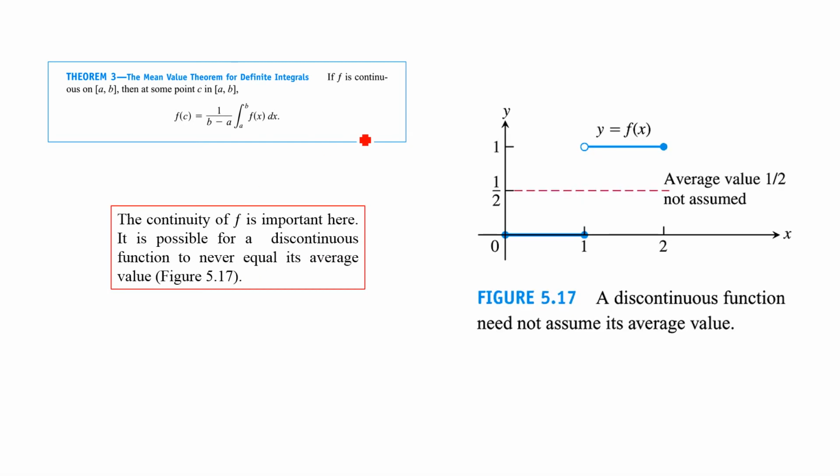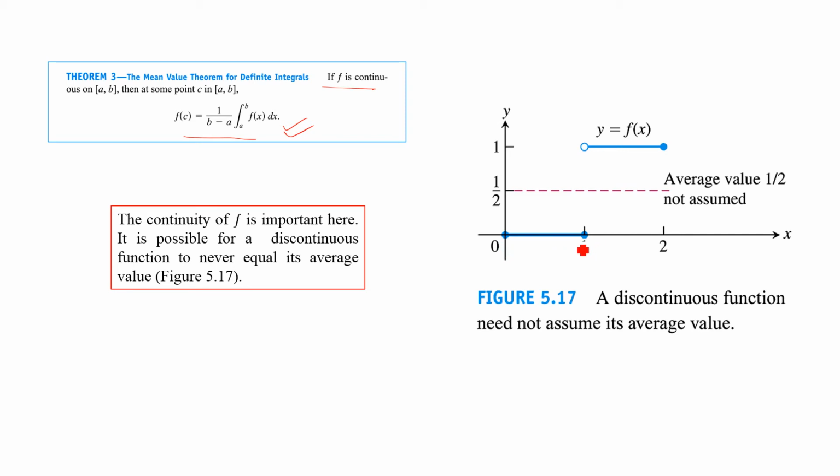Now, the condition of continuity is very important. Whenever you are going to apply this theorem, make sure that your function is continuous, because if the function is not continuous, this conclusion may or may not be true. For example, if we have a function defined here which is discontinuous, it has a jump discontinuity at x equal to 1. This is defined on the interval 0 to 2.